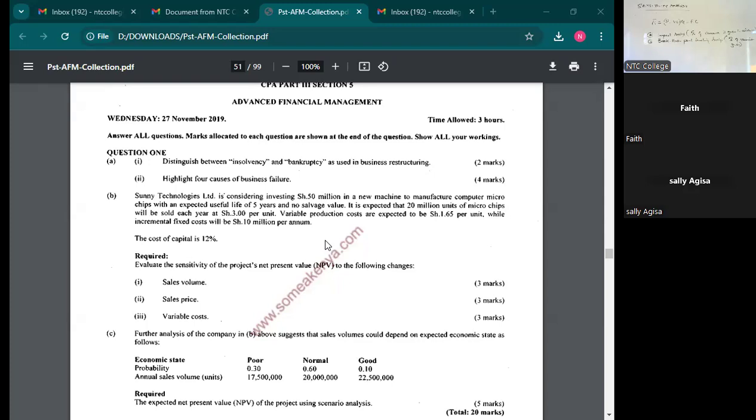Okay, I thought it was impact because of the variable production cost, or it has to be in percentage.